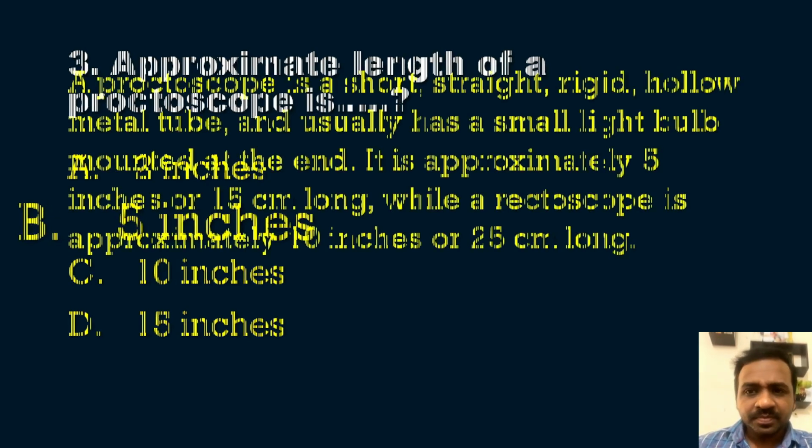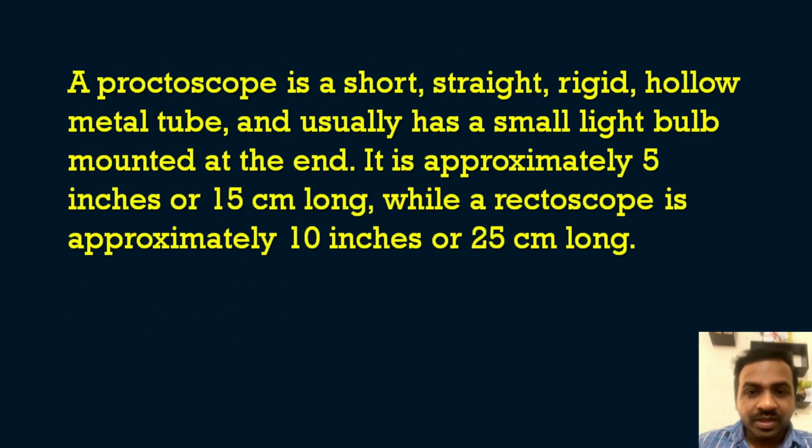First of all, you will see what a proctoscope is. A proctoscope is a short, straight, rigid, hollow metal tube, and usually has a small light bulb mounted at the end, and it is approximately 5 inches or 15 centimeters long. A proctoscope is 5 inches or 15 centimeters long, while a rectoscope is approximately 10 inches or 25 centimeters.